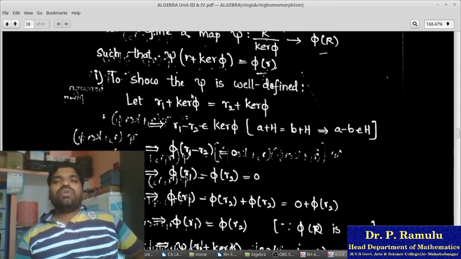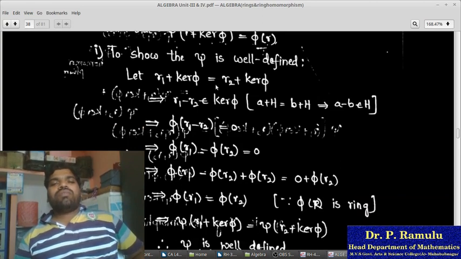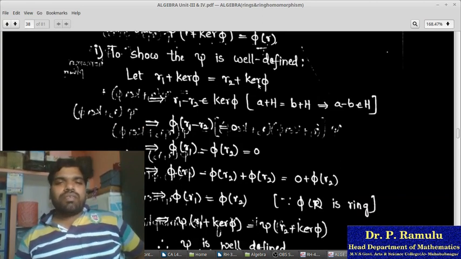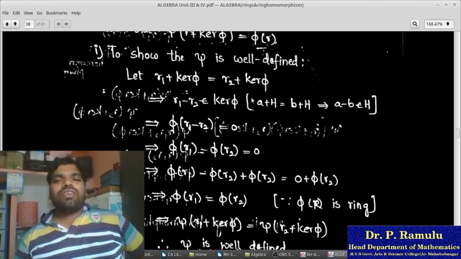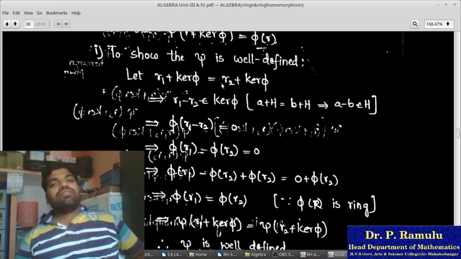First of all, I am showing that ψ is well defined. I am taking two elements: if the elements are equal, then their images should be equal. I am taking r1 + ker π = r2 + ker π. According to the definition of cosets, a + H = b + H implies a − b belongs to H, which implies r1 − r2 belongs to ker π.